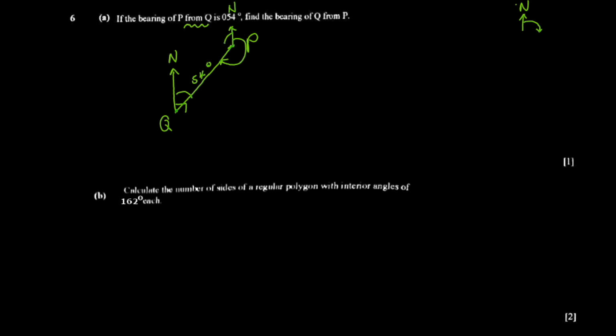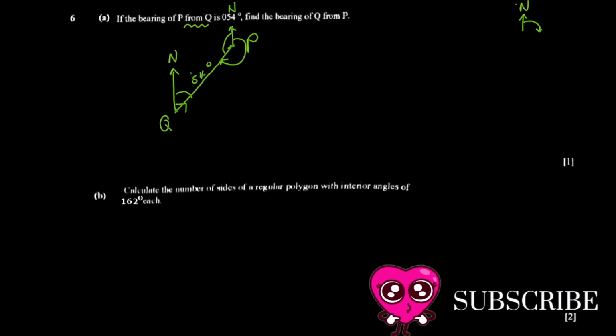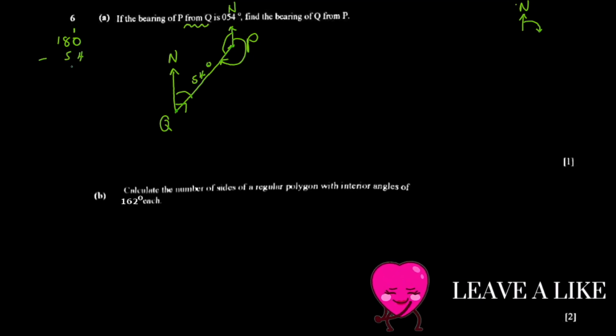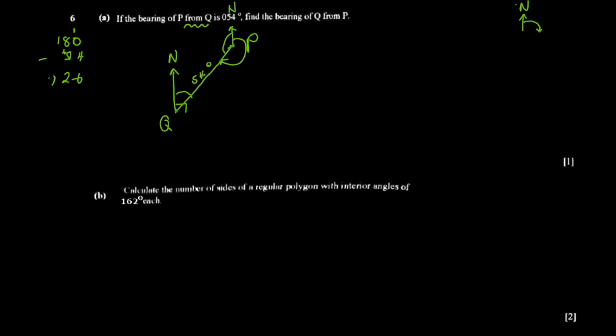So you can find this angle here. How would you find this angle here? You'd say 180 minus 54, since they help each other to get to 180. So 180 minus 54, you get 126. Okay, so this one would be 126.